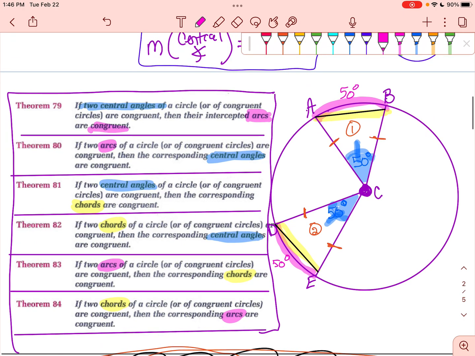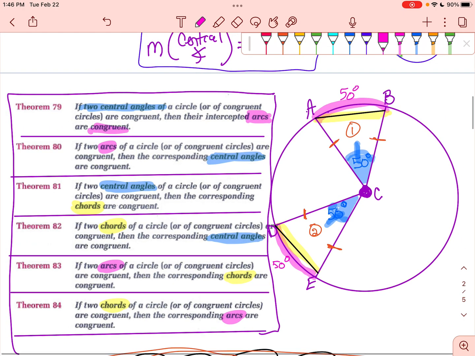And more information here. Okay, so this was a lot, so I put these theorems all together here, and I used colors. So if 2 central angles are equal, so if those blue angles are equal, then those pink arcs have to be equal. Obviously, if the blue angles are 50, the pink arcs have to be 50, okay? The converse is also true. If the arcs are equal, then the central angles have to be equal.